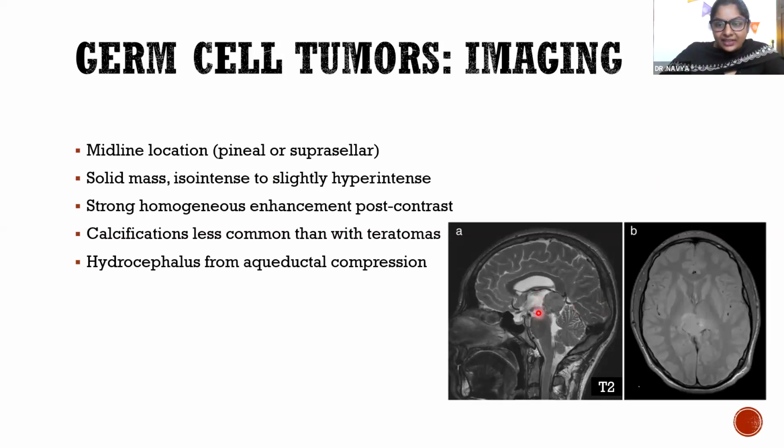And you see this one. The midline location, the pineal, and it is suprasellar. They're strongly homogeneous, and calcifications are not seen, compared to teratoma. Teratomas are usually picked up by their heterogeneous appearance, and there is a calcified component also in there, which doesn't happen with the most common germinomas. Hydrocephalus is usually due to aqueduct of Sylvius compression.